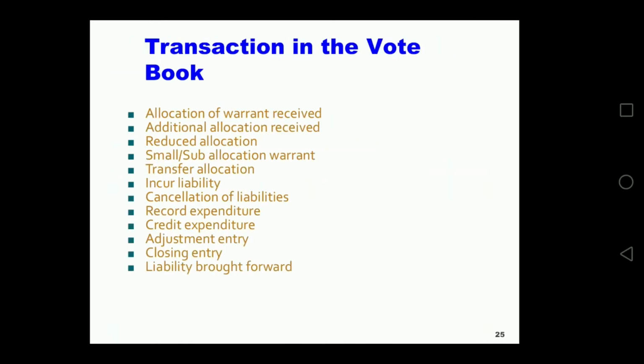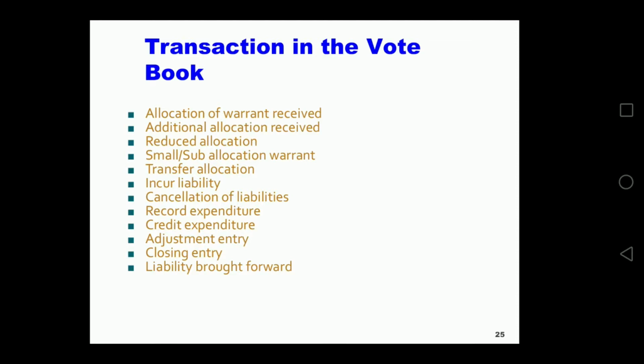The first transaction is allocation of warrant received. When a warrant is received for the first time in a particular year, part 1 is to be filled up. Second transaction is additional allocation received. When an additional allocation warrant is received, additional allocation in part 1 needs to be filled up. Next is reduced allocation. When a notice to reduce allocation is received, it will be recorded as reduced allocation in part 2.